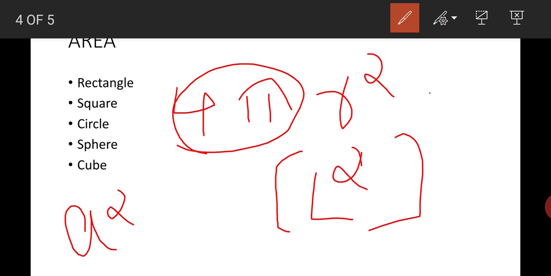Whatever be the equation for area or perimeter, area has dimension L square, perimeter has dimension L. So this is the very basic way of finding dimensions. We'll upgrade to complex physical quantities in the next session.